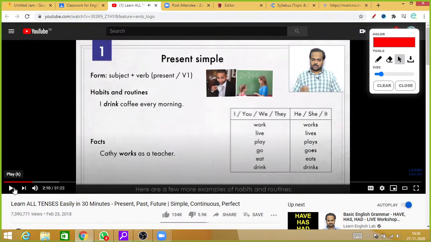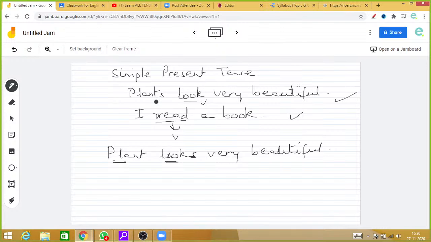Okay, this is so nice, the way he has explained it. So, when do we use present simple tense? When we are talking about a habit or a routine, or we are stating some fact. Like, for example, in the sentences that you wrote, plants look very beautiful is a fact. I read a book is a habit or a routine that you form. Okay?